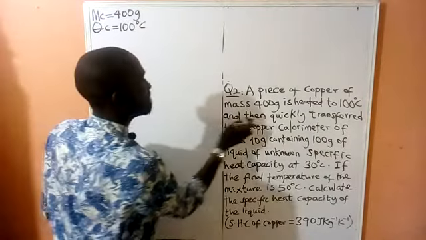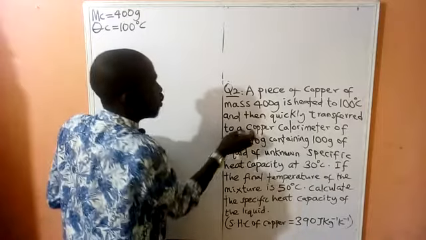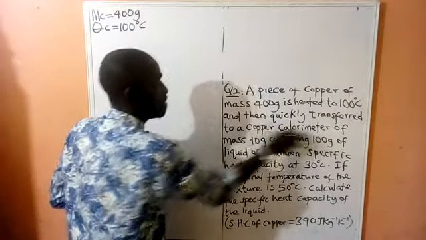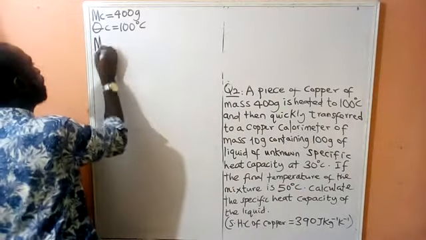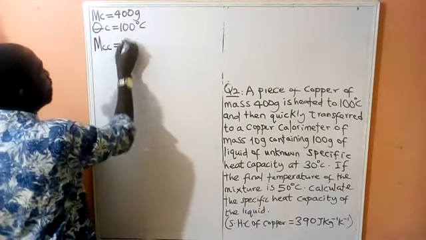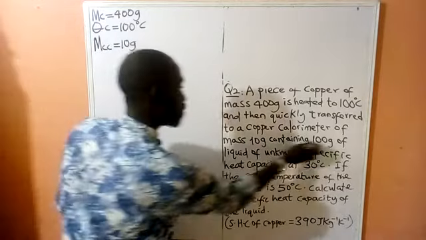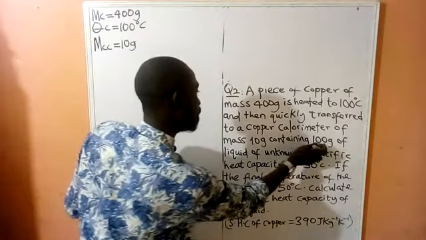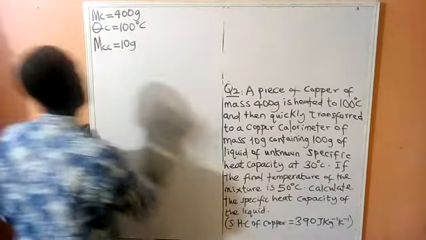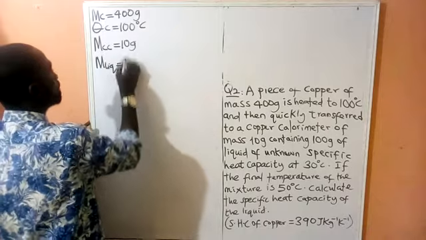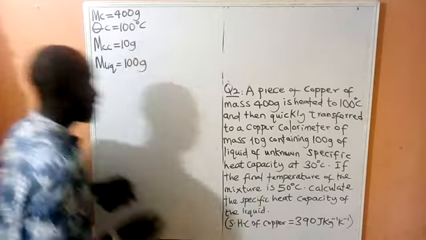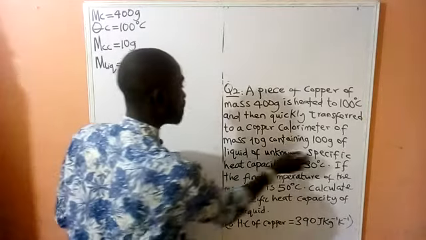And then it is quickly transferred to a copper calorimeter of mass 10 grams. So mass of copper calorimeter equals 10 grams, containing 100 grams of liquid. Mass of liquid equals 100 grams, of unknown specific heat capacity.